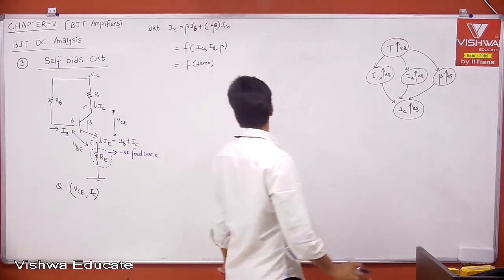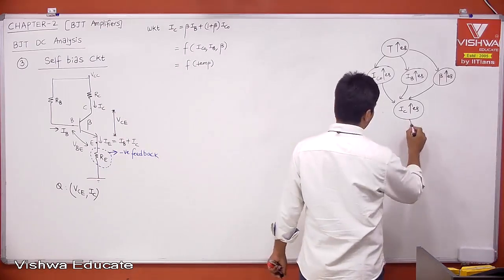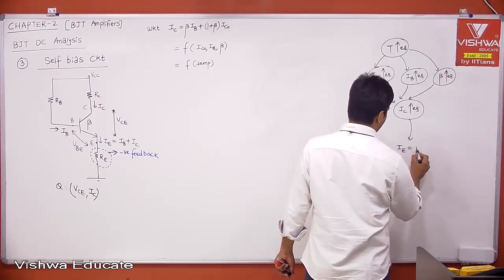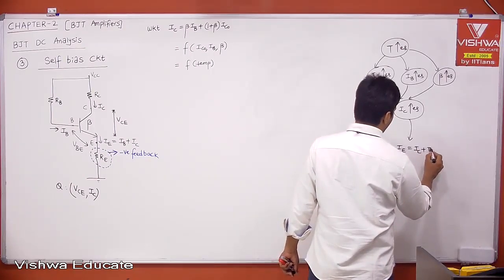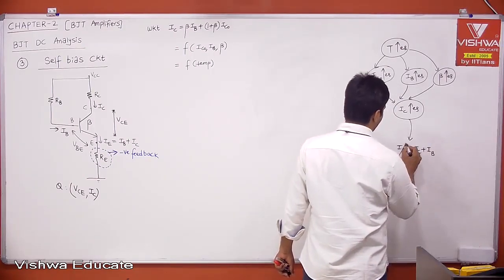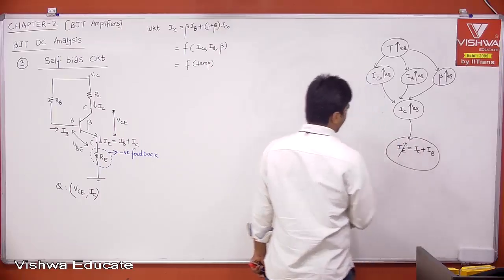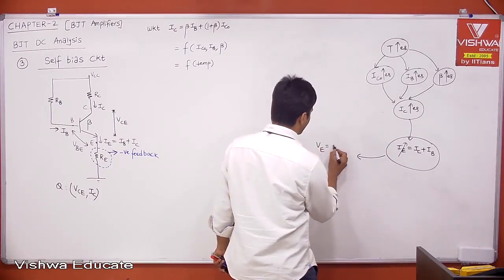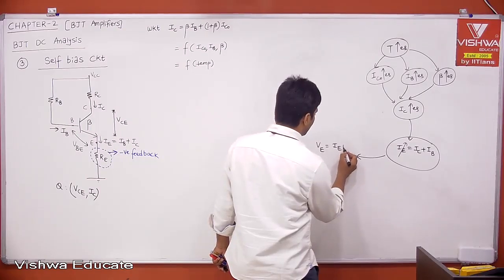Then when IC increases, now negative feedback is coming to picture. When IC is increasing, what is IE? IE is equal to IC plus IB. Therefore, IE increases. When IE is increasing, voltage at emitter, what is voltage at emitter? IE into RE.